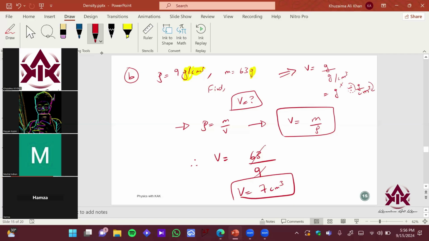Let's rotate the right side. So it becomes gram into centimeter cube upon gram, and this cancels out. Therefore, volume is going to be in centimeter cube. Let's say Rupa is making a building, and she wants to make a 11-story building. Does this part make sense?